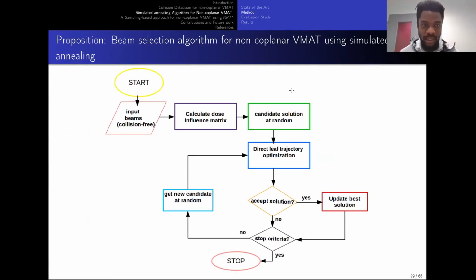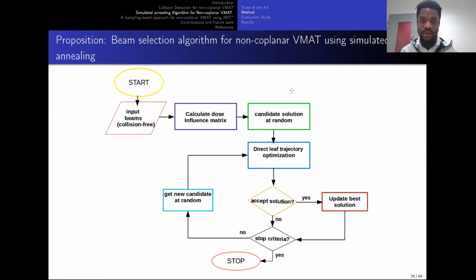So our algorithm starts like this. We have an input, a set of beams that are collision-free, and then we calculate the dose influence matrix due to these beams. Then at each iteration of our loop, we select a candidate solution at random. We introduce it into our set of the beams that we use in the treatment, and we run a direct trajectory optimization. Then we check if the objective function value that we end this optimization with is better than the previous one. If so, we accept the set of beams as the best solution. Otherwise, we go back and try to get a new one that helps us reduce the objective function value.